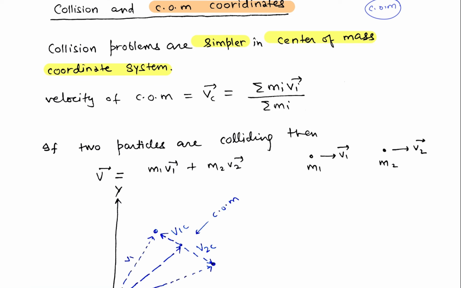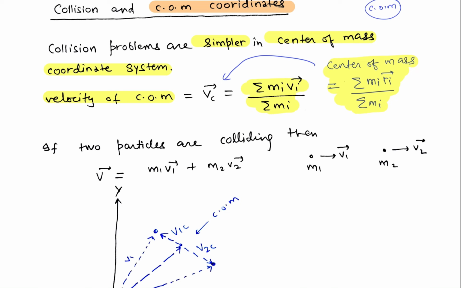And velocity of center of mass, we all know that it is sigma mi vi divided by sigma mi. Let me tell you what the center of mass is. Center of mass is something which is given by sigma mi ri by sigma mi. And when you differentiate the center of mass, you get the velocity of center of mass.